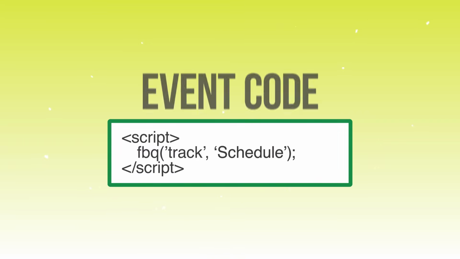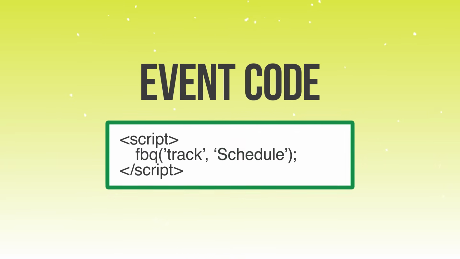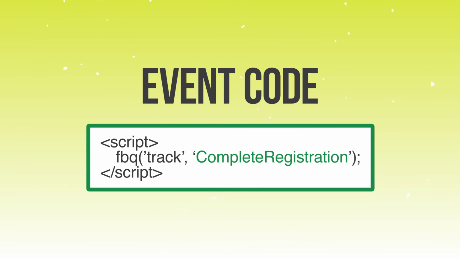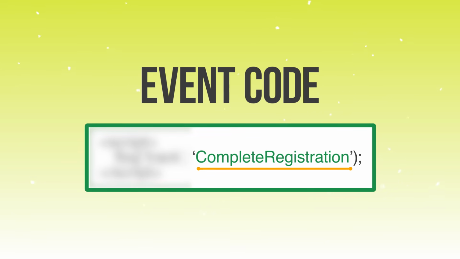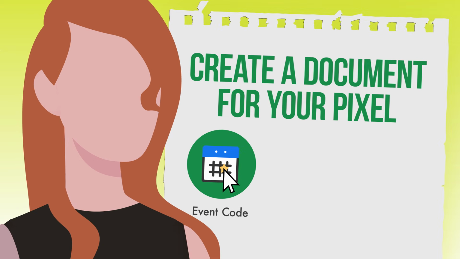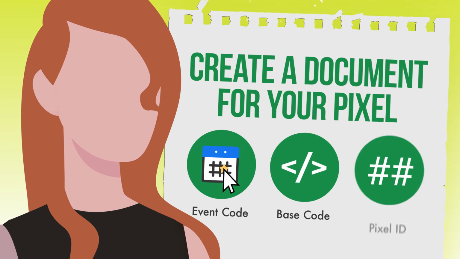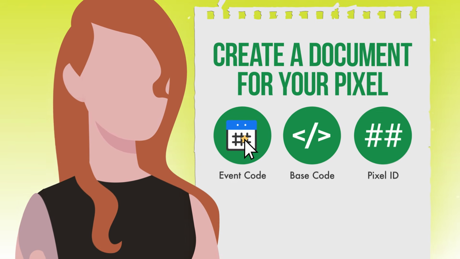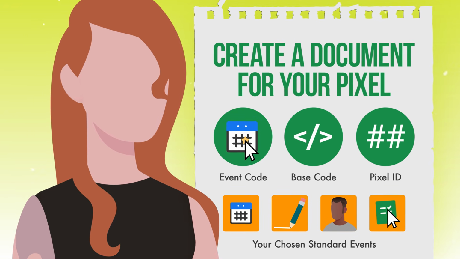Every single piece of event code looks exactly the same. The only difference is the word. If I were to change it to complete registration right here, one word, no spaces, and the first letter of each word does in fact need to be capitalized. You really can customize this piece of code on your own without having to go back into Business Manager. Save this snippet of code along with your base code and your Pixel ID all in one document so that you have everything there and can pull from it at any time. And I've also listed out 4 different events that I personally think I'm going to use.